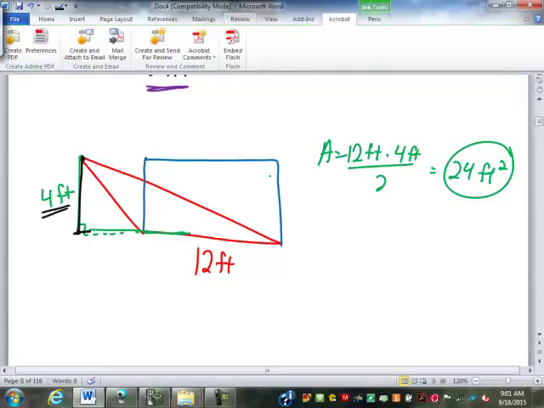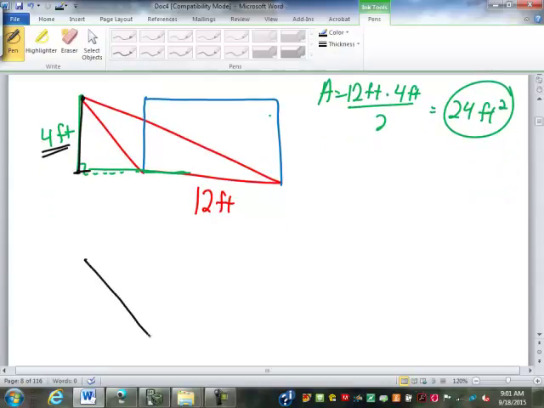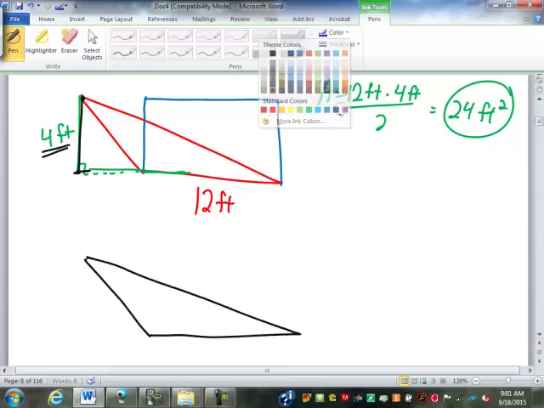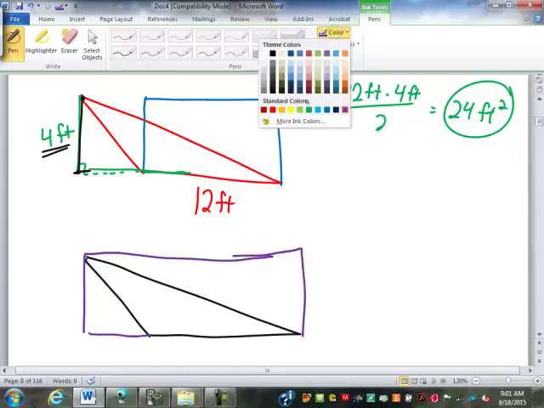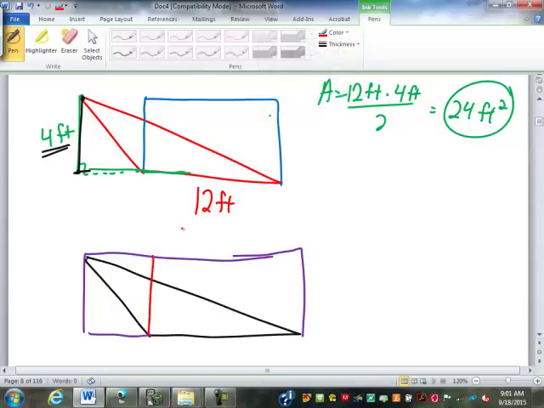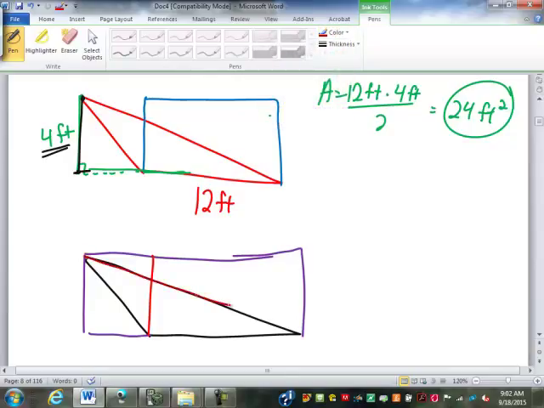Here, let me do this for you. Here's the triangle, right? You take a perpendicular line from that left point and a horizontal line, like this, right? Cut this across here. What we have is two triangles. This triangle here is half of the big rectangle, right?